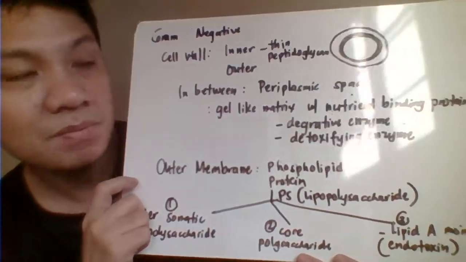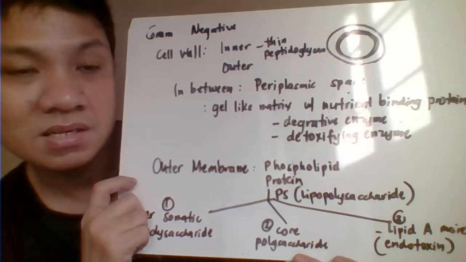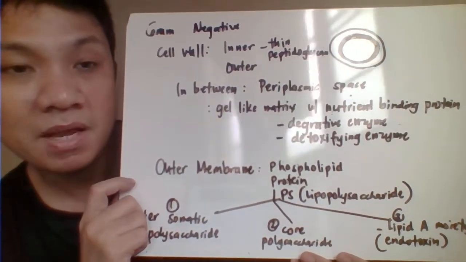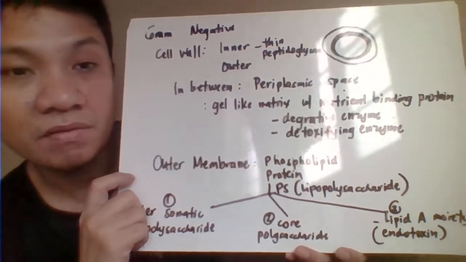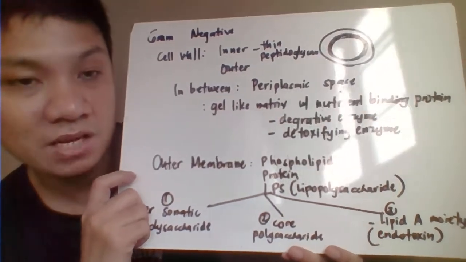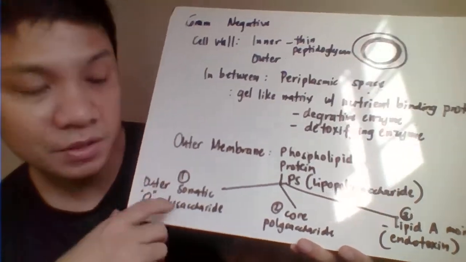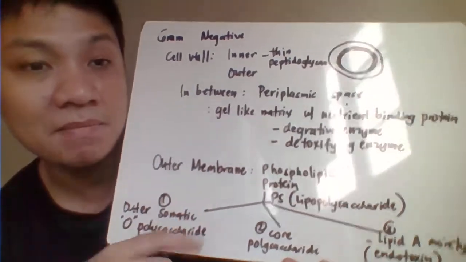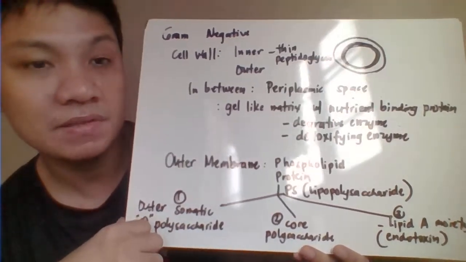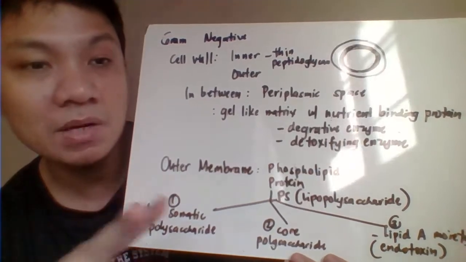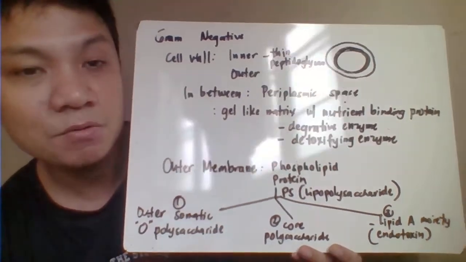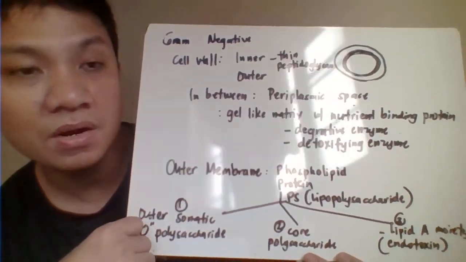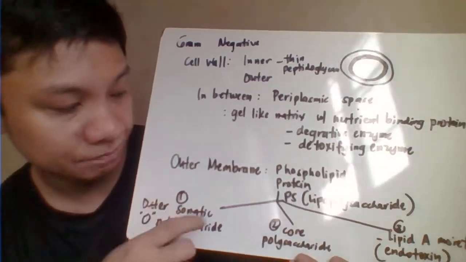Okay, so the periplasmic space is a gel-like matrix primarily made up of nutrient-binding proteins plus enzymes involved in degradation and detoxification. The periplasmic space could not be found among your gram-positive cell wall because there is only one membrane in our gram-positive cell wall. Unlike in your gram-negative, it has two membranes. And each of these two membranes here is separated from one another by the periplasmic space.